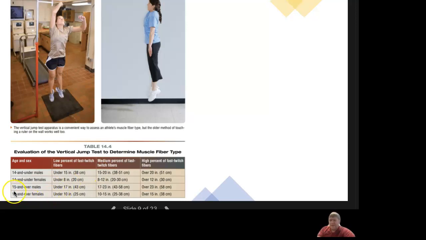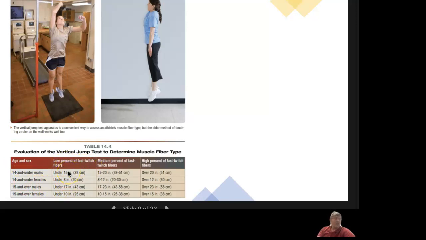So if you have an age 15 or over male, if they're over 23 inches vertical, then they have a high percentage of fast twitch fibers. If they are under 17, then they have a low percentage of fast twitch fibers.